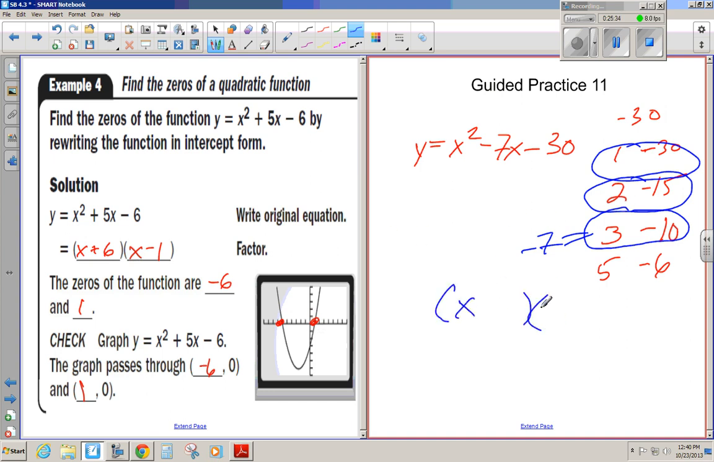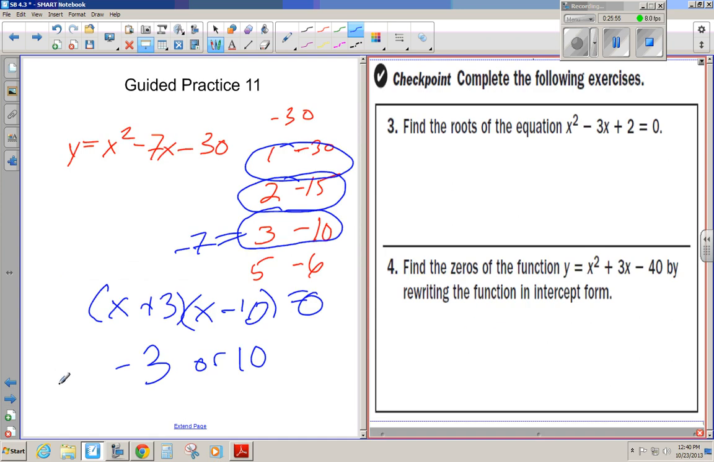X plus 3, x minus 10. That's our factored form. Set it equal to 0 to find the zeros for it. And you now know that negative 3 makes that equal to 0, or 10 makes it equal to 0. All right, finding the roots of the equation. Well, that means find the zeros. That means find the solutions.